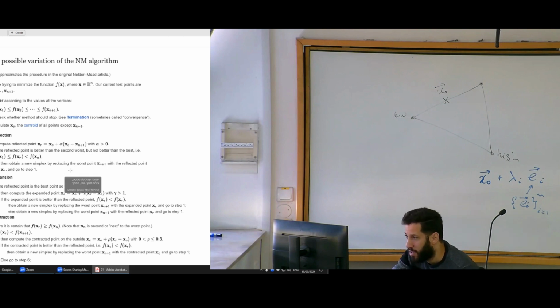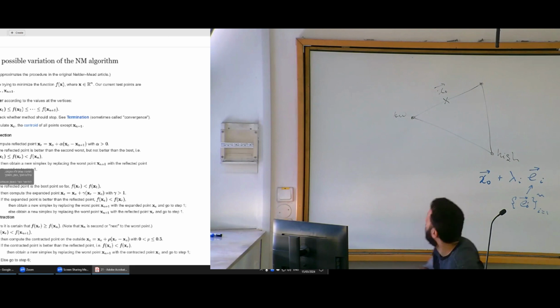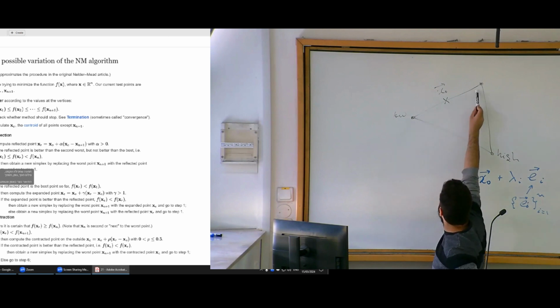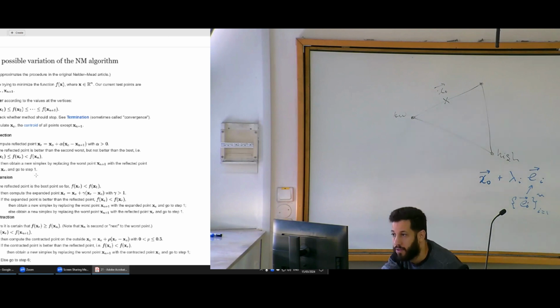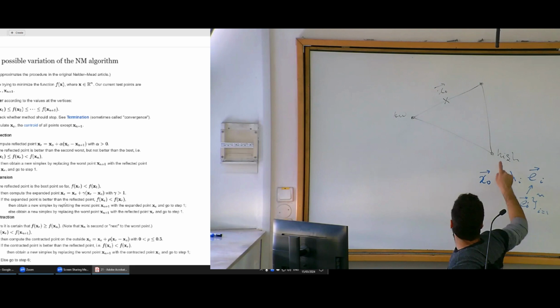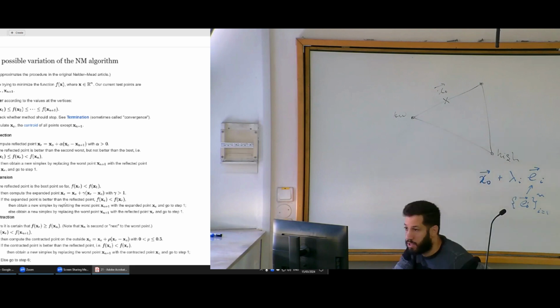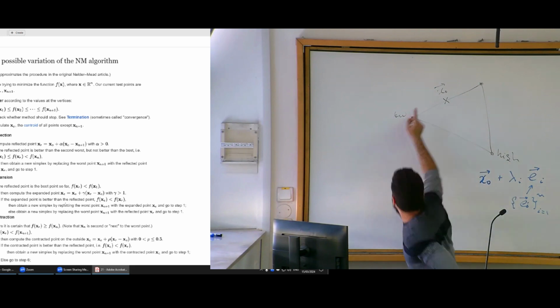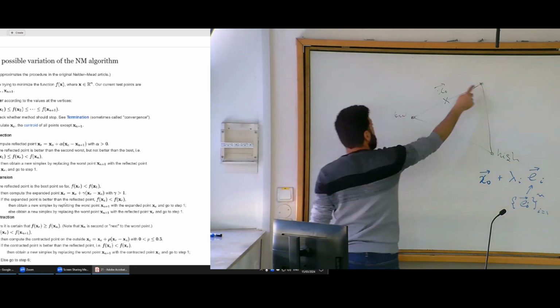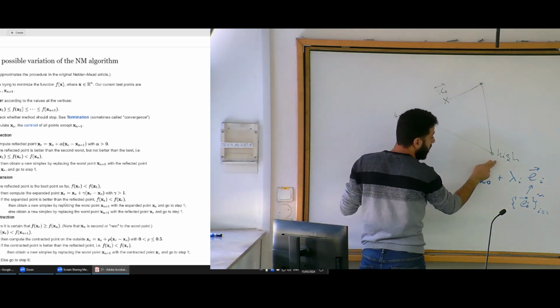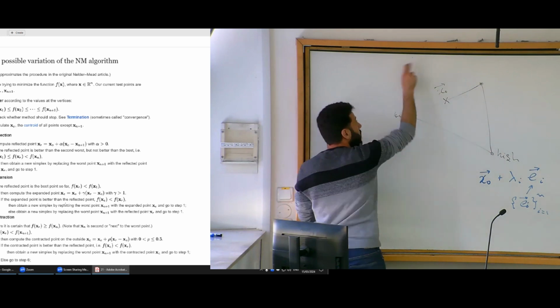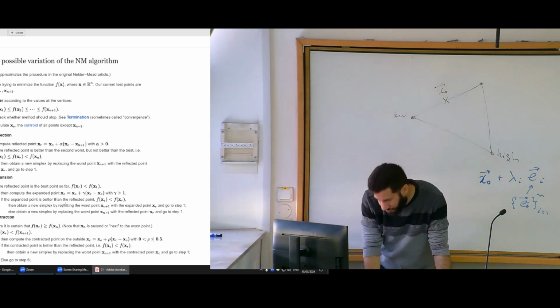And when I reflect it, if this point is between this and this, then we replace this point by that, because it's smaller than this and bigger than this. So I drop this high point and take this.